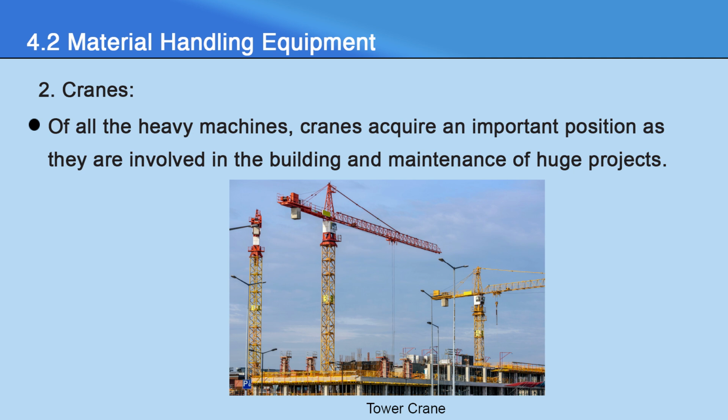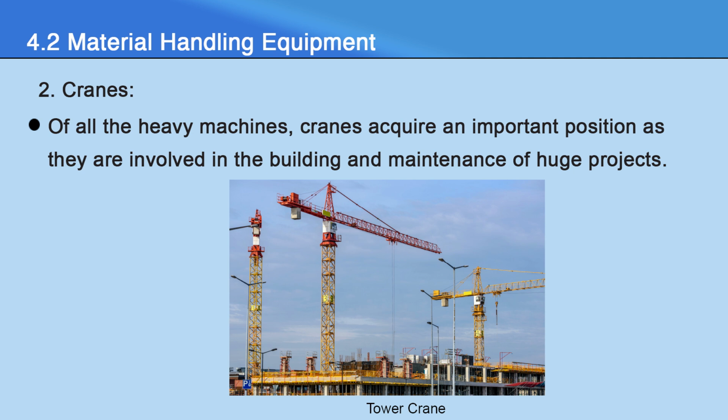Second, cranes. Of all the heavy machines, cranes acquire an important position as they are involved in the building and maintenance of huge projects. These are the huge tower-like machineries having ropes meant to lift or to lower any heavy devices. Cranes are not permanent structures and either fixed in the ground or mounted on certain vehicles. Cranes are operated either through cab operators or through infrared or radio signals.